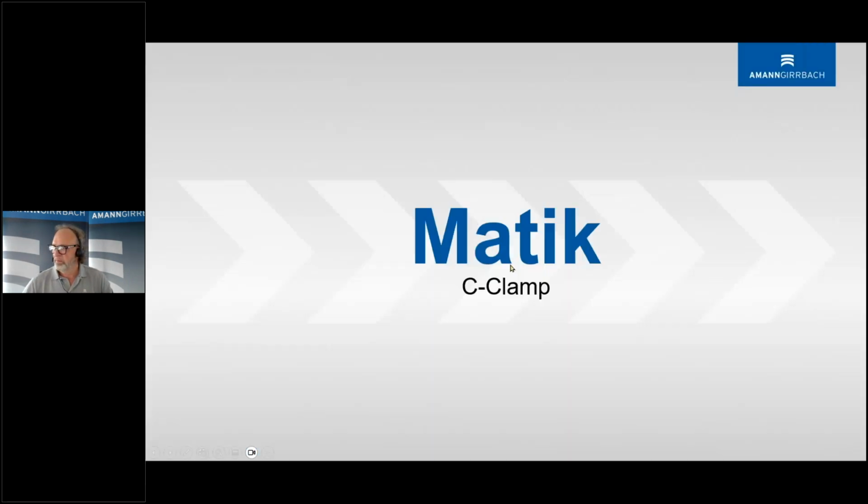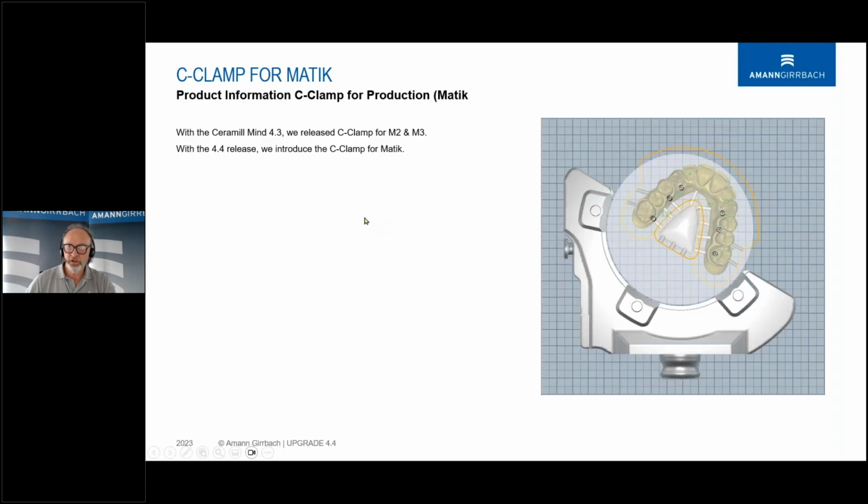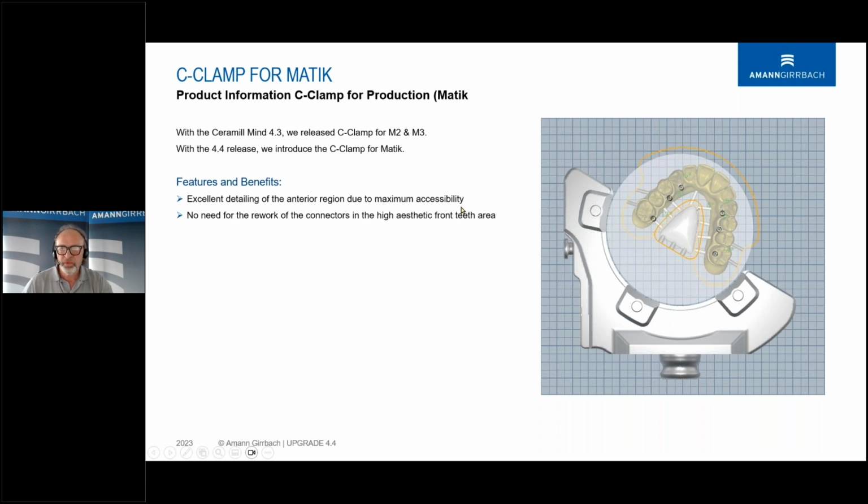So let's go on to the match 2. One part in the match 2 is the C-clamp, now available for the matic. The C-clamp is not new. We have had the C-clamp for nearly 1 year. First, we implemented it for motion 2 and motion 3. Meanwhile, we also have it for the matic. Of course, we have some features and benefits. You can easily mill undercuts if you have anterior constructions like here, without any restrictions. So this is more or less a plus.